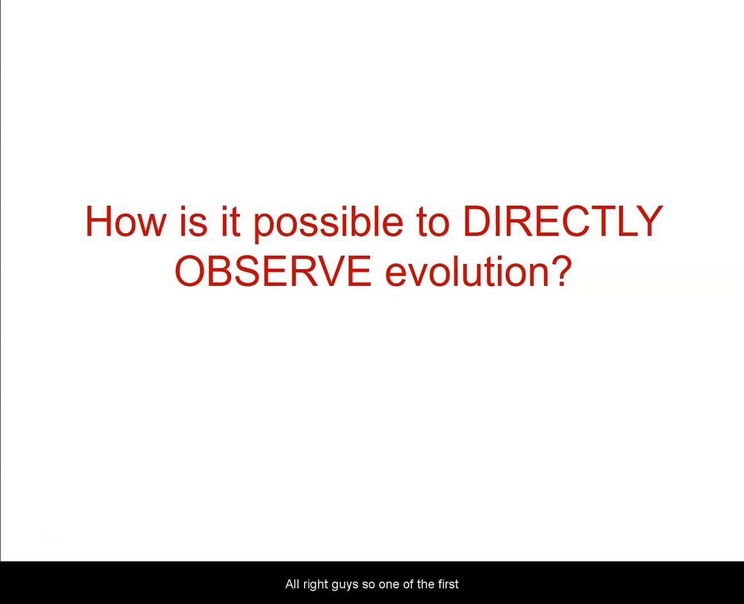All right, guys. So one of the first lines of evidence that we're going to look at in terms of evolution is actually the direct observation of evolution in short time scales. So how is it even possible to see this within a human time frame? Well, remember that evolution at its most basic is change over time.